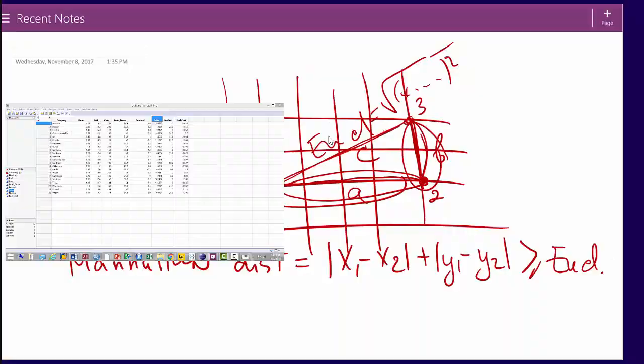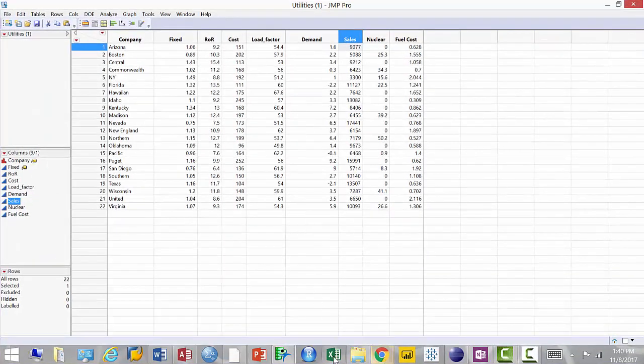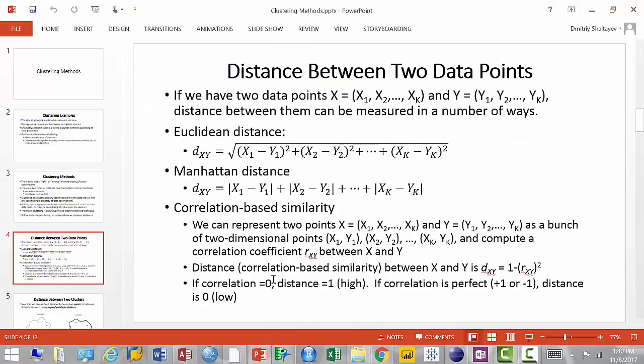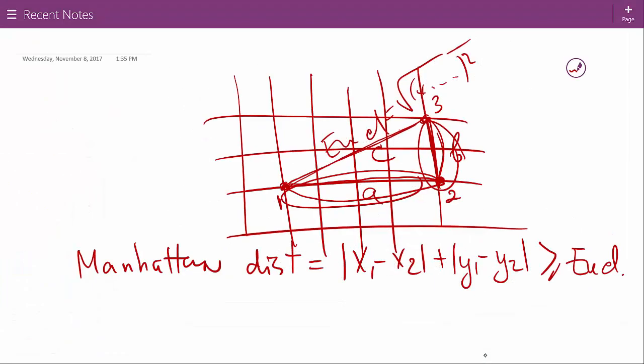Okay, all right. Let's discuss the last one: correlation-based similarity. Note that everything we discussed so far is the distance between two points. I have point 1, I have point 2. How do I find the distance between them? There is more than one way to do this. So the third way is correlation-based similarity. Let's have a discussion of this.